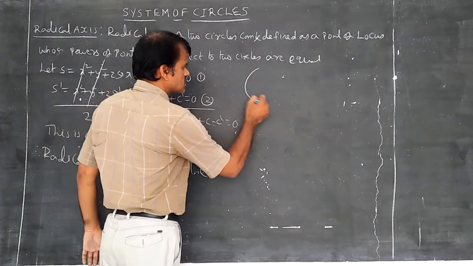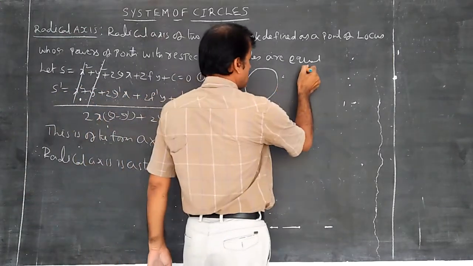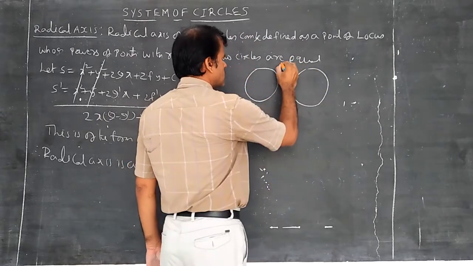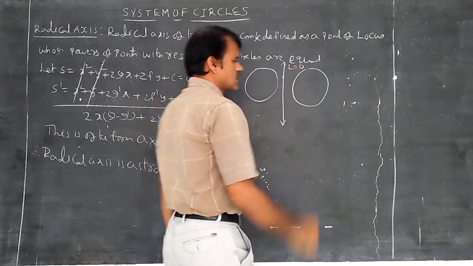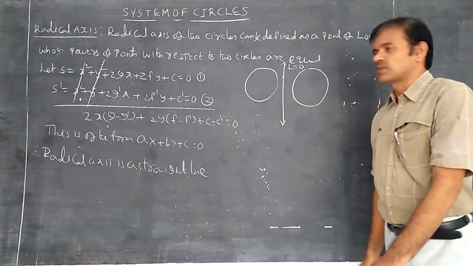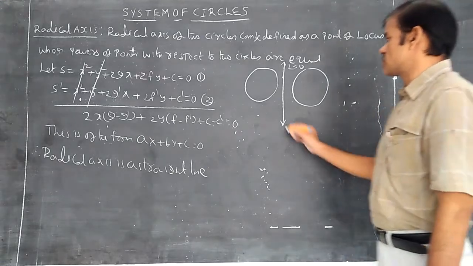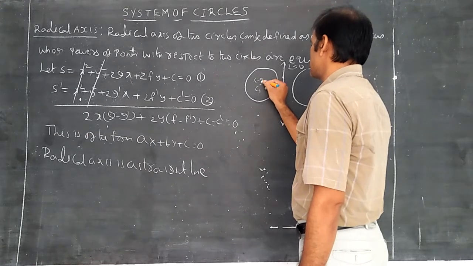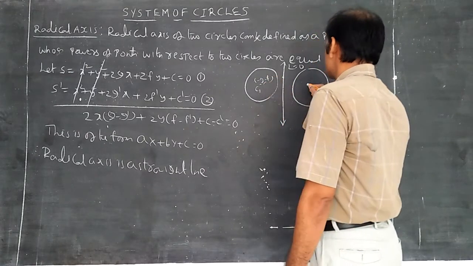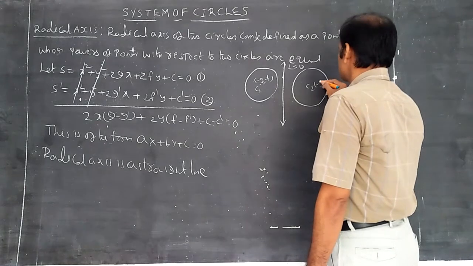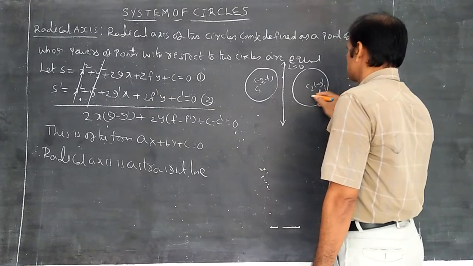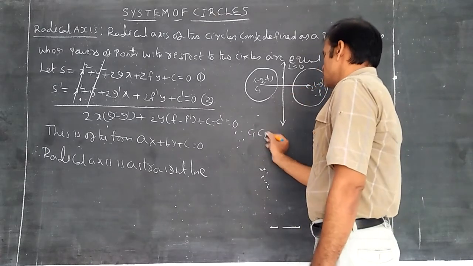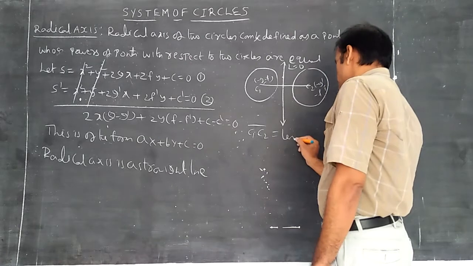Let us discuss further. This is a circle and this is another circle. Now we conclude that radical axis is the locus of points whose powers with respect to two circles are equal. Here you put C1 equal to minus g comma minus f, and here you put C2 equal to minus g dash comma minus f dash. The line joining the centers C1 C2 is called the line of centers.